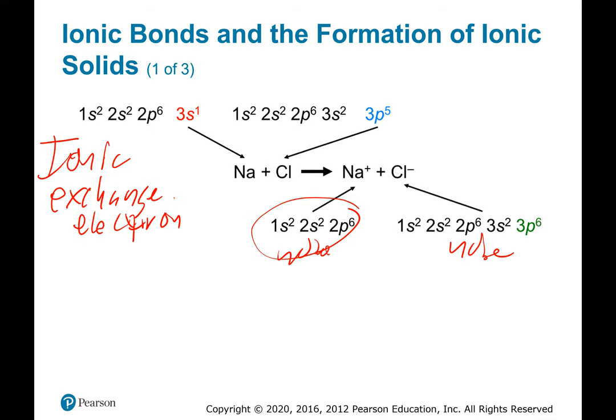So with the sodium, it has an extra electron, and it wants to give it up to the chlorine, which wants an extra electron. That electron has moved from that place to that place. So the 3s1 that was here went over to fill up there. Now these are both noble gas configurations, and that happened by the exchange of electrons.